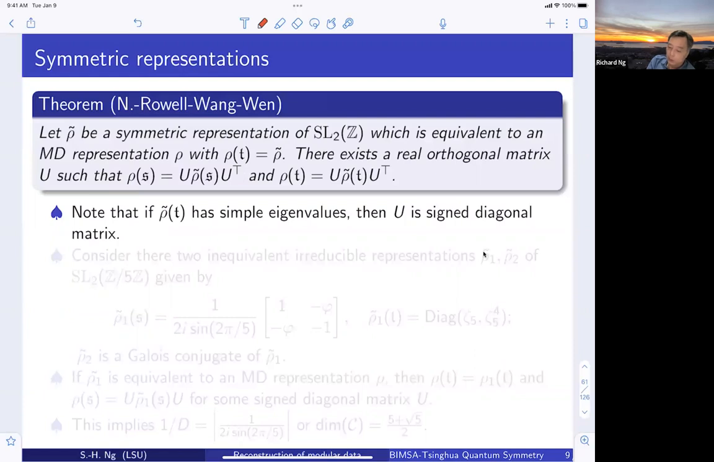So let's look at a concrete example here. I start with two inequivalent irreducible representations of SL2Z mod 5 of dimension 2. In fact, there are two of them.